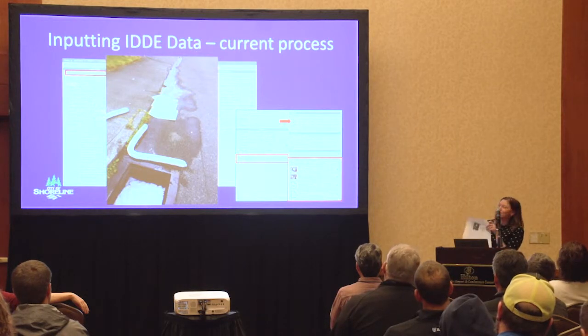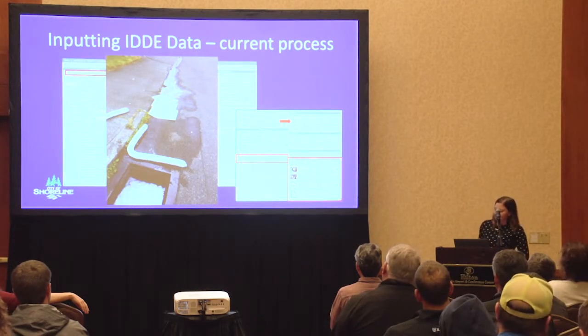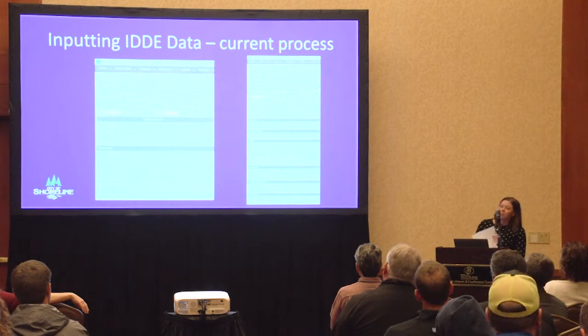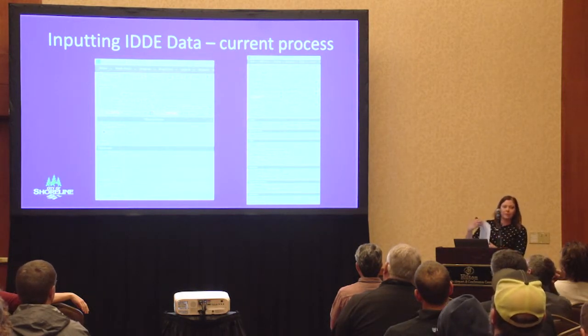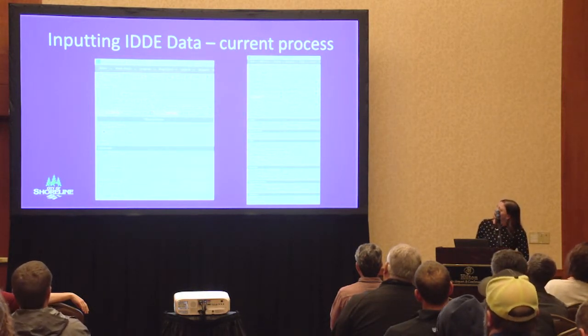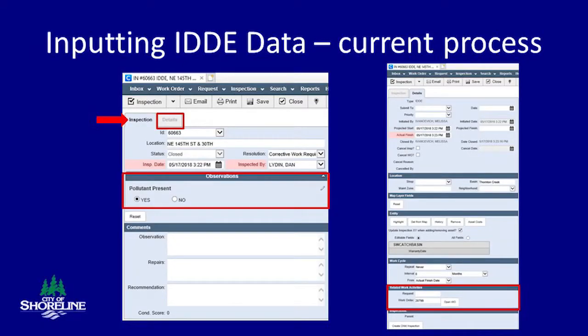So looking specifically at what that inspection looks like, it's actually a very simple inspection form when it comes to IDDE. It's just, is pollutant present, yes or no? And so very quick and easy to fill out when you're in the field. We also go to the details tab on the inspection, and you have a link back to the main work order. So again, everything is linked back.